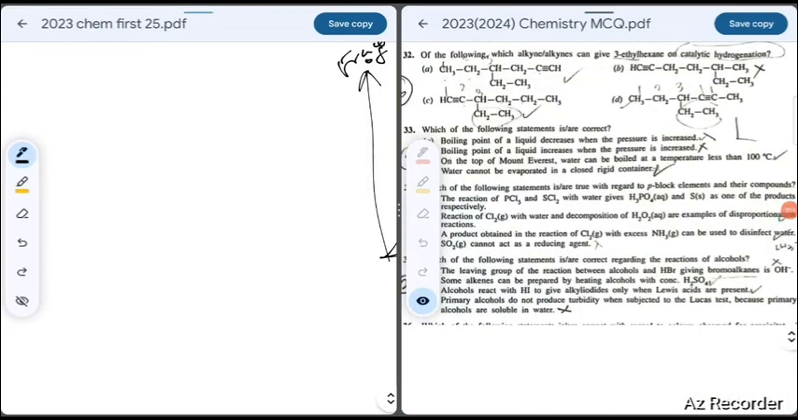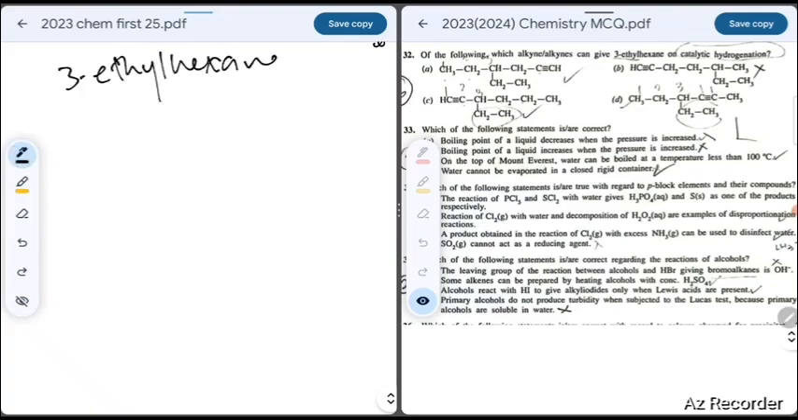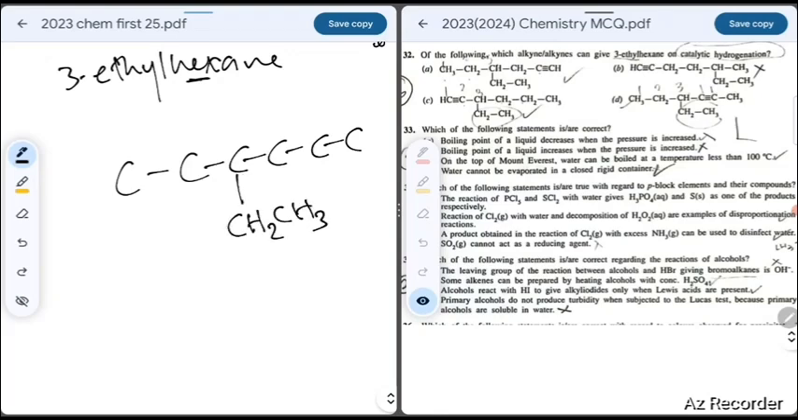Of the following, which alkyne or alkynes can give 3-ethylhexane on catalytic hydrogenation? First we'll draw the 3-ethylhexane. Hex means 6 carbons are there. Then the third carbon has an ethyl group: 1, 2, 3. Others are n, which means an alkane is formed.